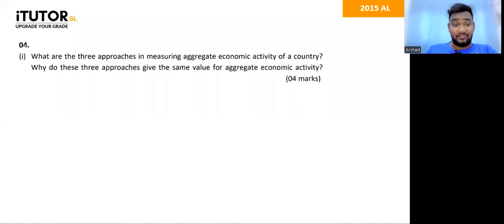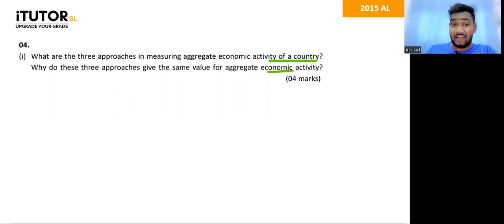Right, 2015. What are the three approaches in measuring aggregate economic activity? So what are the three approaches? Output approach, income approach, expenditure approach. So you get 2 marks for that. Why do these three approaches give the same value for aggregate economic activity?